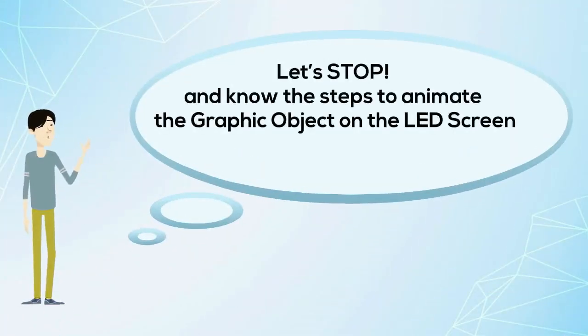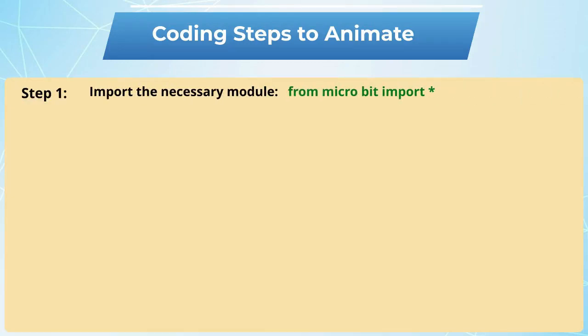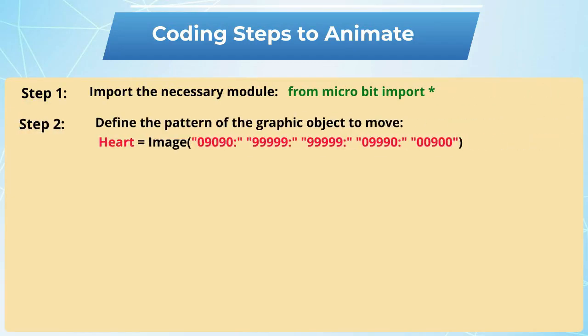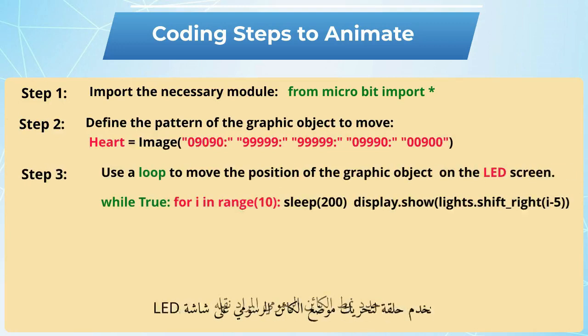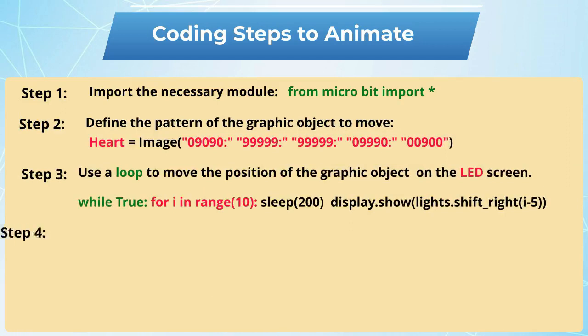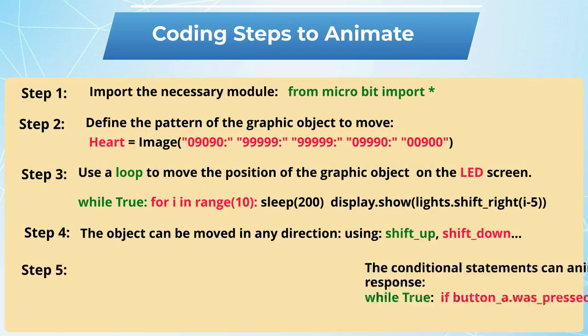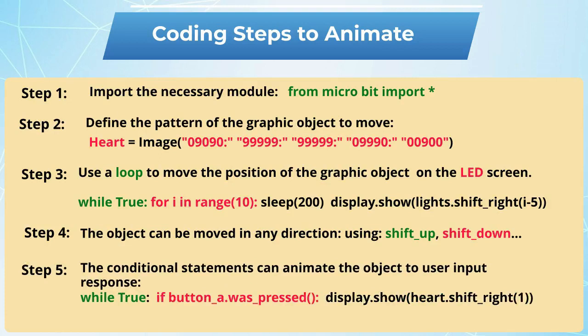Let's stop and learn the steps to animate the graphic object on the LED screen. Coding steps to animate the object on the LED screen. Import the necessary module. Define the pattern of the graphic object to move. Use a loop to move the position of the graphic object on the LED screen. The object can be moved in any direction, using Shift Up, Shift Down. Conditional statements can also animate the object in response to user input by using while true.